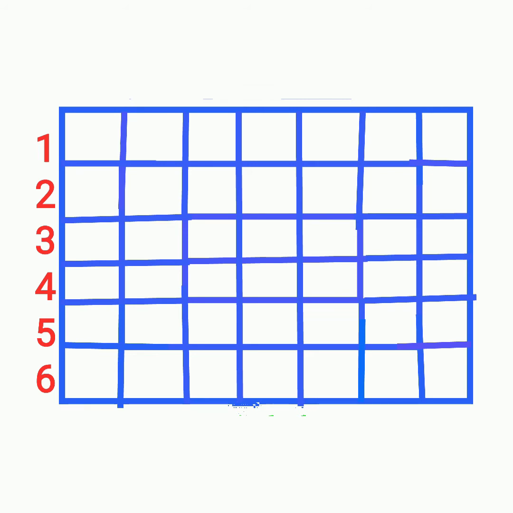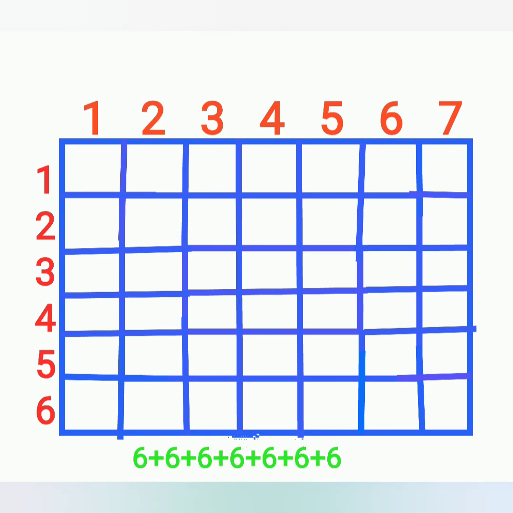First we will count the number of boxes in one column. There are 6 boxes in each column. Now we will count the number of columns. The total number of columns is 7. So we will add 6, 7 times to get the result.